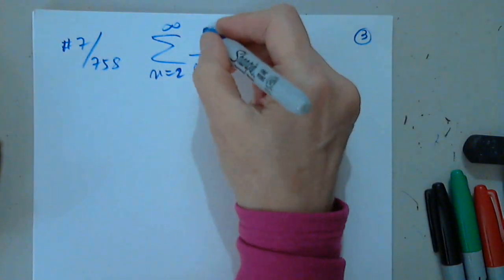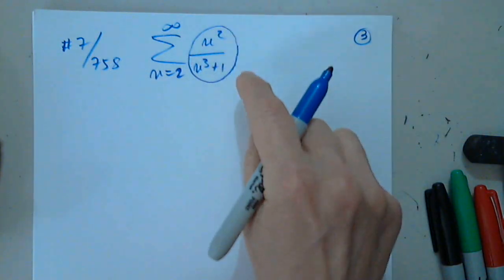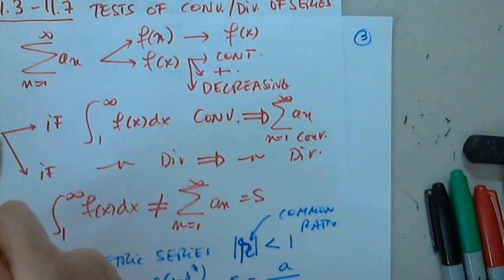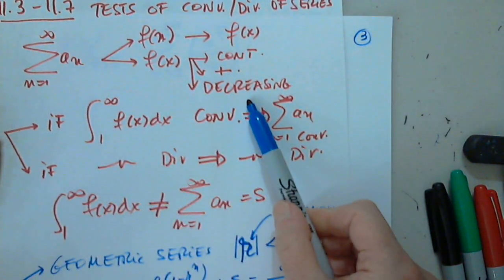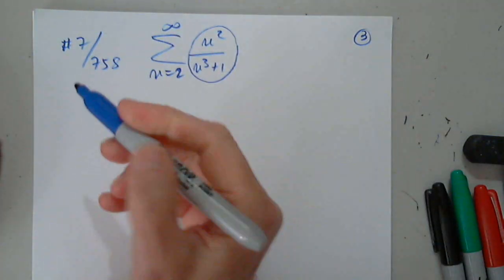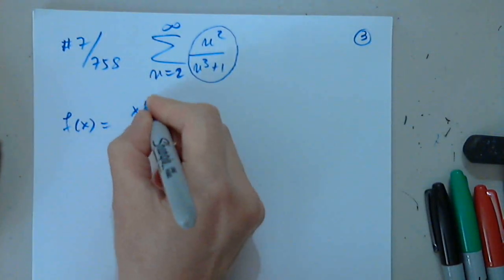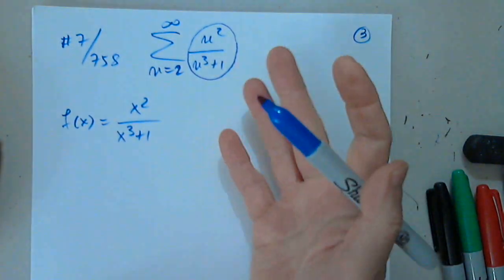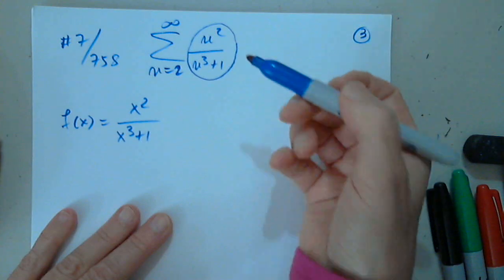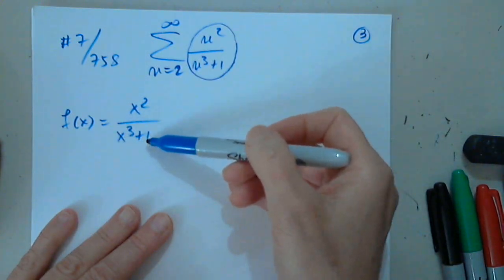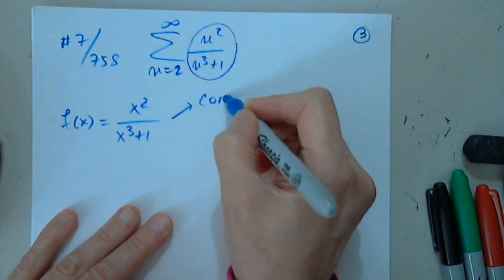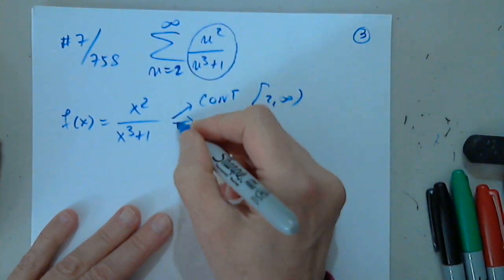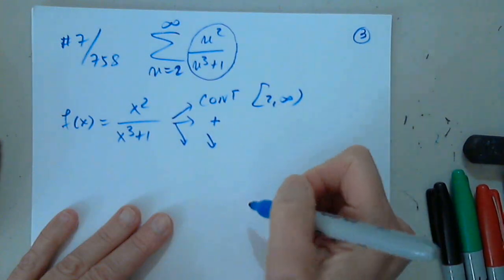So first of all, we start with the hypothesis of the integral test. And remember: continuous, positive, decreasing. Our function is x squared over x cubed plus 1. We're going to use this technique. It's not necessary here because obviously this is a bigger number than this. The function is continuous on 2 to infinity. It is positive on 2 to infinity, and it's decreasing on 2 to infinity.